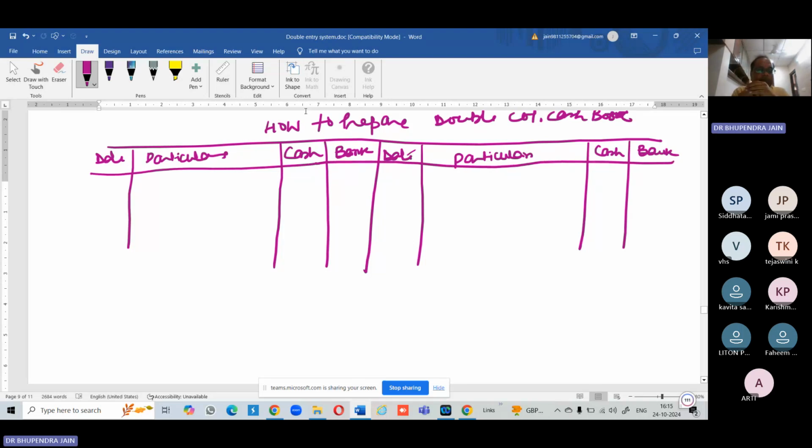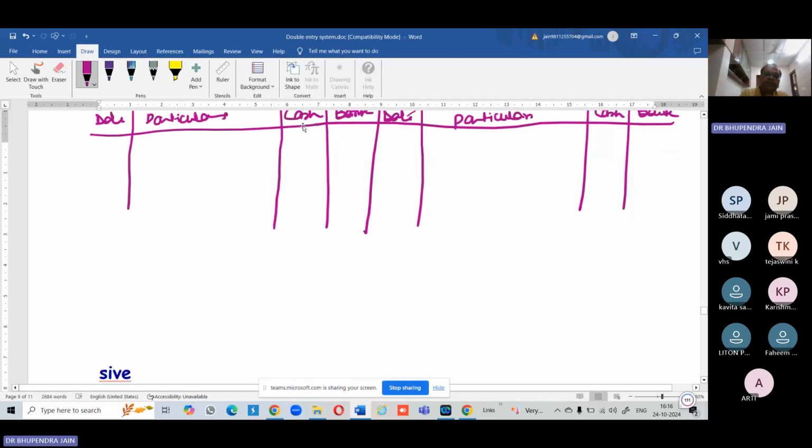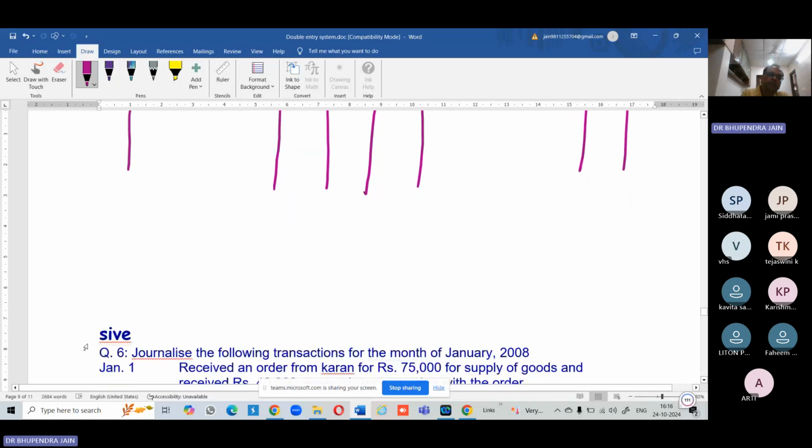If amount is received, then we will transfer the transaction to the debit side. In case of payment, we record it in the credit side. If received, then record in the debit side, or if payment, then record in the credit side. Now, suppose some transactions are given and the question says to prepare a double column cash book. So I am writing down some transactions.